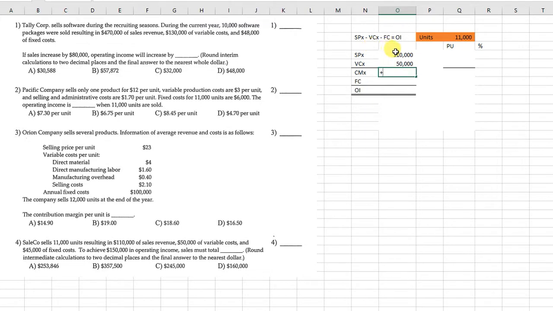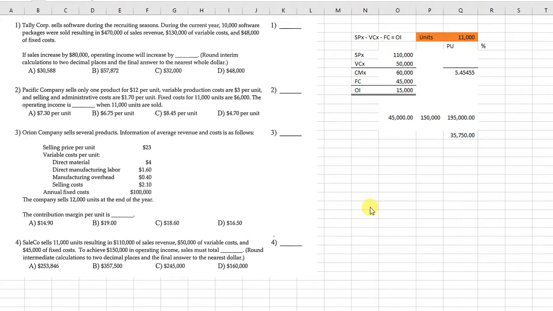So I have a contribution margin of 60,000, $45,000 of fixed costs to achieve $150,000 in operating income. So right now I have $15,000 of operating income. My question is, how much do I need to sell to achieve $150,000 of operating income? Okay, so right now my operating income is at $15,000.